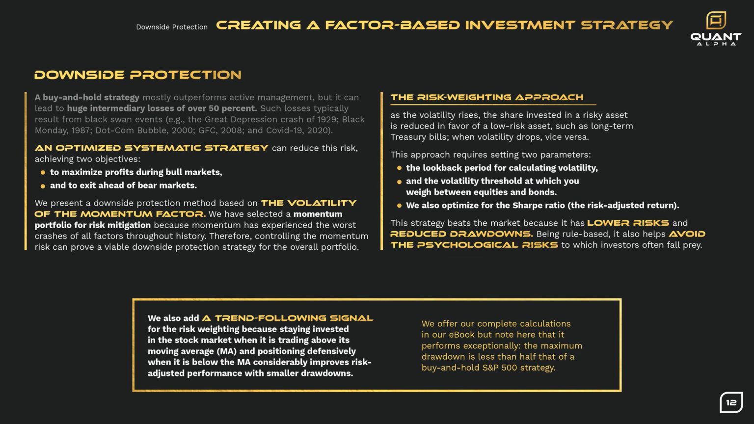We also add a trend-following signal for the risk weighting because staying invested in the stock market when it is trading above its moving average, MA, and positioning defensively when it is below the MA considerably improves risk-adjusted performance with smaller drawdowns. We offer our complete calculations in our ebook, but note here that it performs exceptionally. The maximum drawdown is less than half of that of a buy-and-hold S&P 500 strategy.